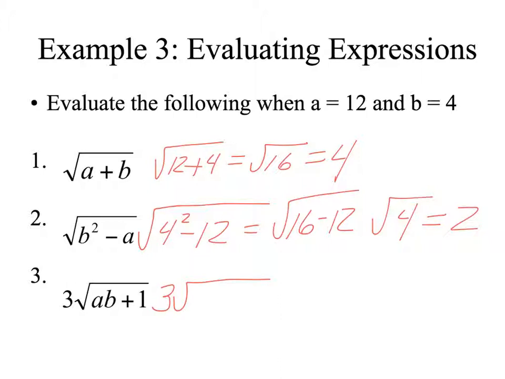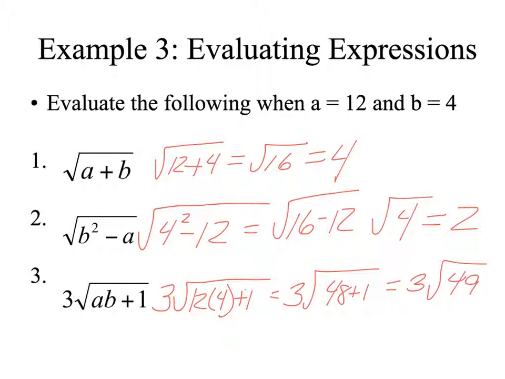3. Square root of 12 times 4 plus 1. So that's 3 times the square root of 48 plus 1. 3 times the square root of 49. Square root of 49 is 7. And that 3 out front is being multiplied. So 3 times 7 is 21.